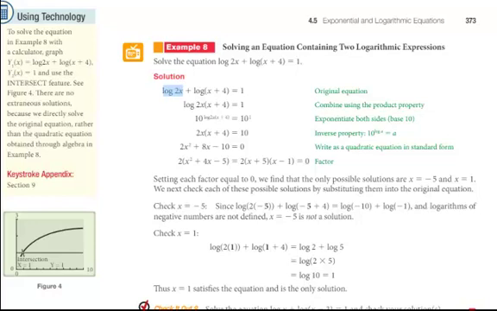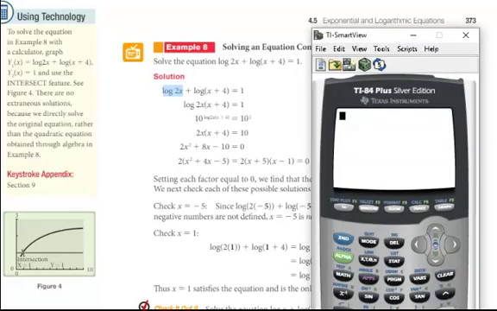Well, let's check it out. So I'm going to have log of 2, that's the first part, plus log of 1 plus 4. Now this one here is actually 2 times 1, right? And when I hit enter, I indeed get 1. Yeah, so that's correct. Let's see about the other.